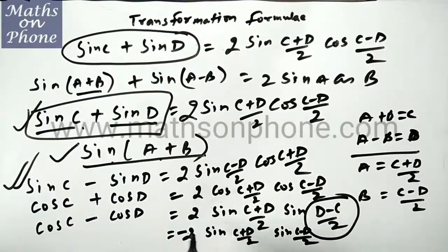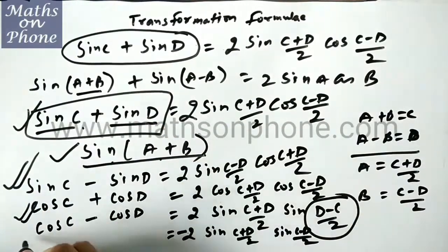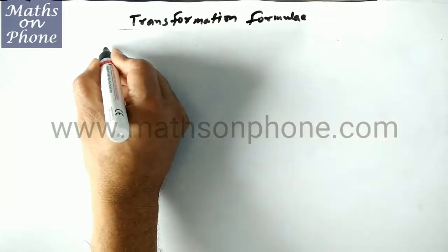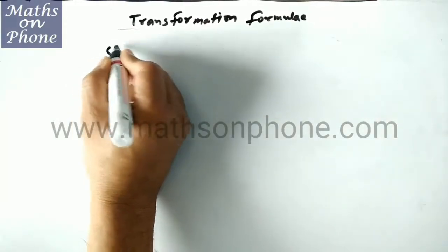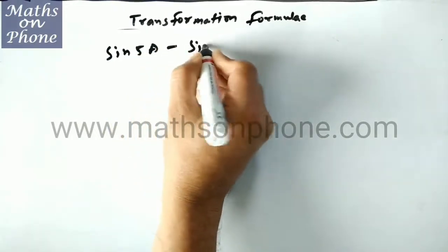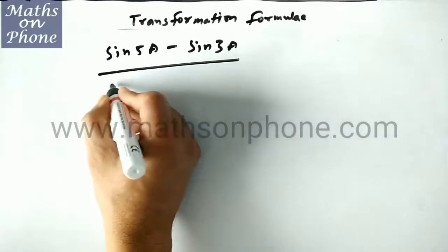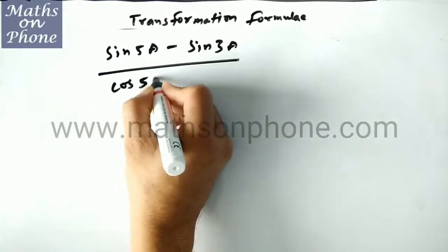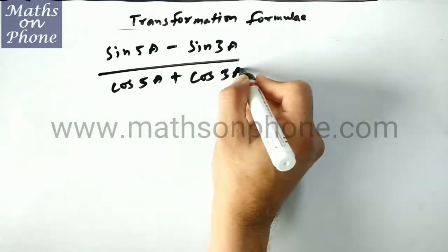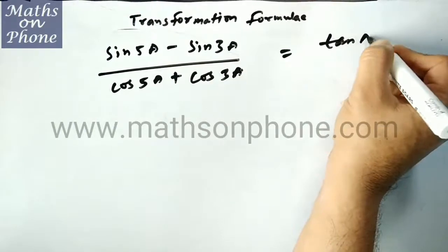Anyway, you can remember this formula. These are four very important formulas. You just learn this. Just see one example, one application of the formulas we learned. I'm doing here (sin 5A minus sin 3A) divided by (cos 5A plus cos 3A). We need to prove it is equal to tan A.